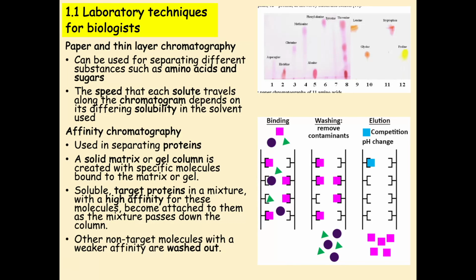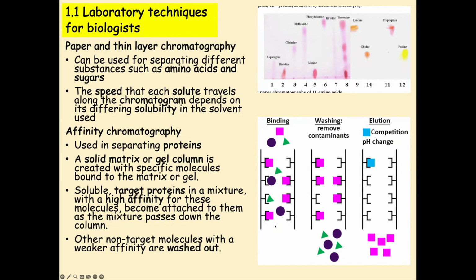And we use a solid matrix or a gel column, okay, and it's created with specific molecules that are bound to the matrix or gel. Okay, so our matrix or gel would be down the side here. These are the specific molecules, okay, these little things here. And what would happen is that we would put our mixture in. If we want to separate some proteins, we'd put our mixture of proteins in, and we'd put them through this solid matrix or gel column.